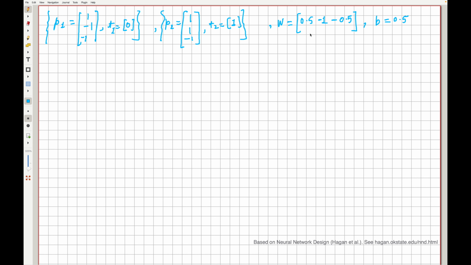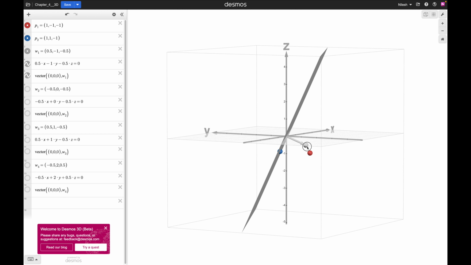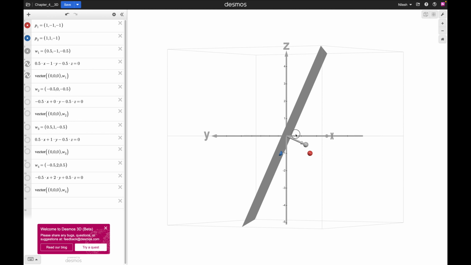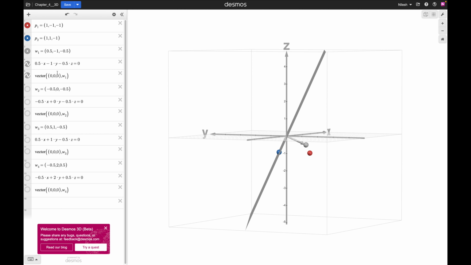We put all of this together. Here is what we see: this blue dot is our P2, the red dot is our P1, and the gray dot is the value for W1 that we just created, which is 0.5, minus 1, minus 0.5. Based on that, if we draw a plane, the hyperplane, to separate these two data points, the red and blue, we see that it does not do a good job, based on the decision boundary created by the weight W1 that we have randomly selected.